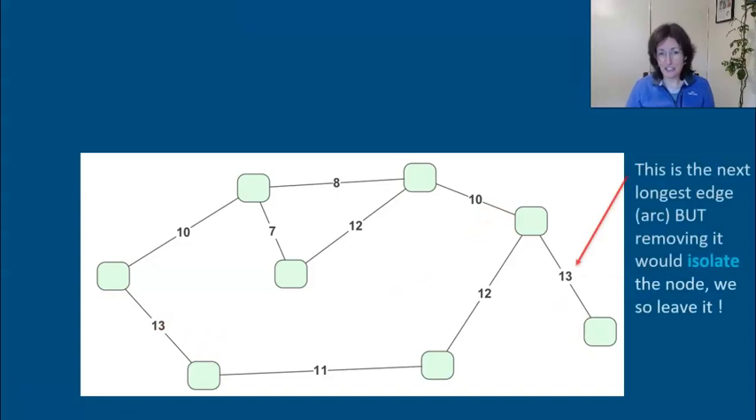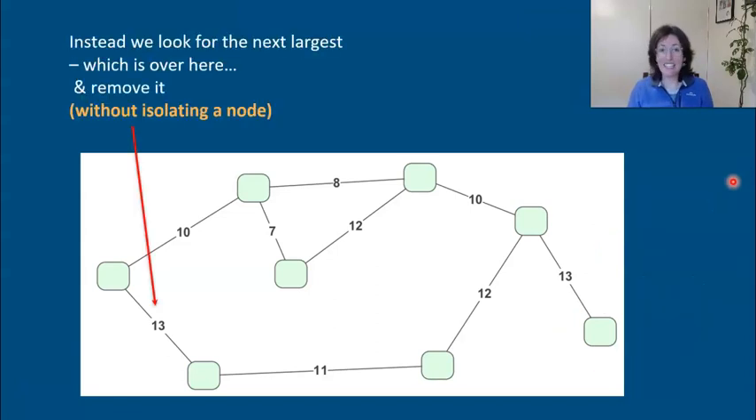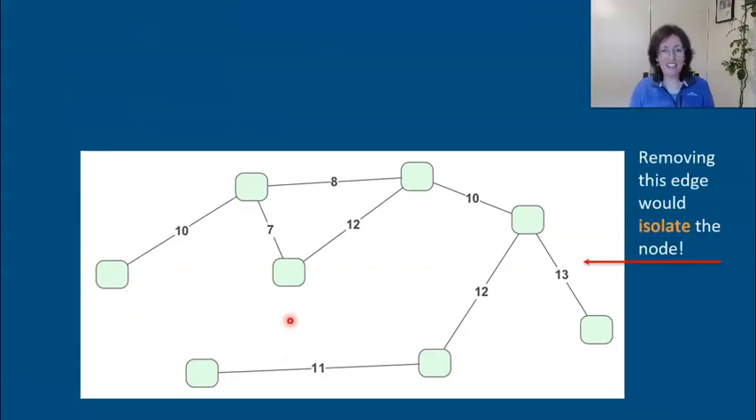Yeah, it will. So as it says here, this is the next longest edge, or arc, sometimes it's called, but removing it would isolate this node, so we're going to leave it. Instead, we'll look for the next largest, which is over here, this 13 here, and we can remove it because these nodes you can still get to through other paths. So even though this 13 is now the next biggest number, we can't remove it because it would isolate the node. So now we move to the next biggest number, which is 12.